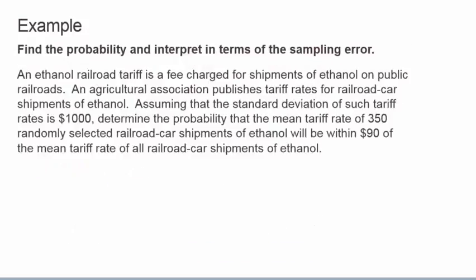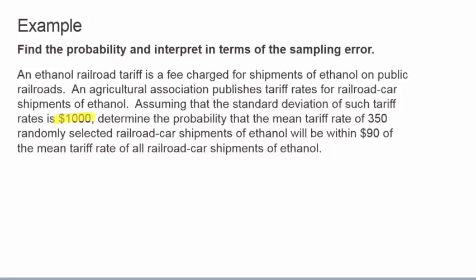Example, find the probability and interpret in terms of the sampling error. An ethanol railroad tariff is a fee charged for shipments of ethanol on public railroads. An agricultural association publishes tariff rates for railroad car shipments of ethanol. Assuming that the standard deviation of such tariff rates is $1,000, determine the probability that the mean tariff rate of 350 randomly selected railroad car shipments of ethanol will be within $90 of the mean tariff rate of all railroad car shipments of ethanol.